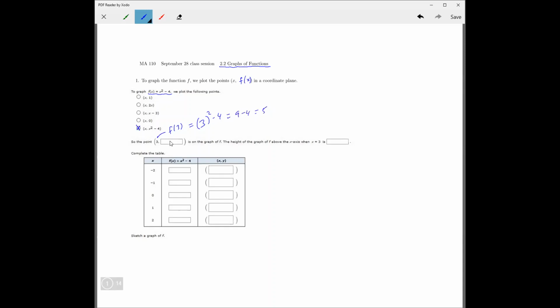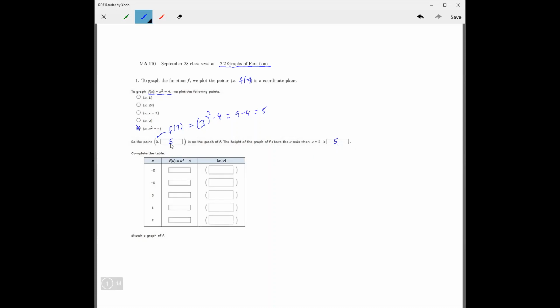So you get 5. That's going to be a 5 right there, and it is on the graph. So 3, 5 would be the point that's on the graph. If you choose your x coordinate to be 3, then 3, 5 is on the graph. The height of the graph above the x-axis when x equals 3 is 5.